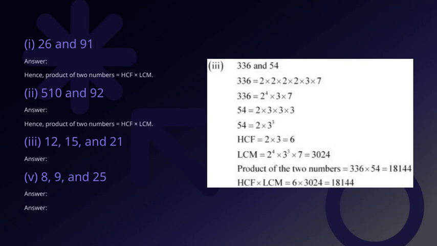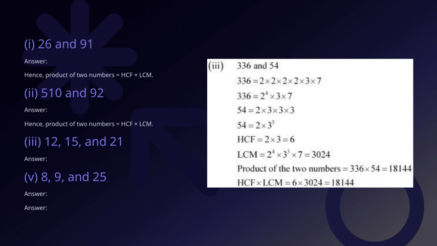Let's look at some example answers to reinforce the concepts we've been discussing. For the first one, the answer is 8, 9, and 25. These are particular numbers that fit the criteria we're examining. Moving on, the second answer is 12, 15, and 21. Again, these numbers illustrate the pattern or property we're focusing on.